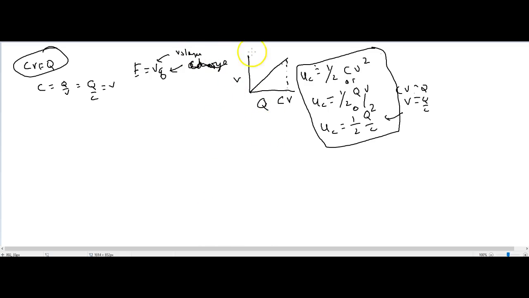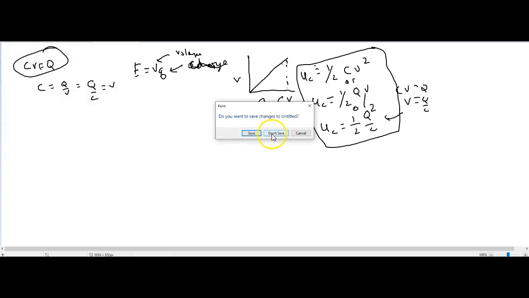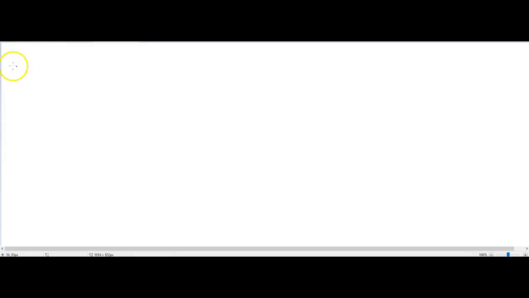All right, hopefully you're done pausing. I'm going to set up my screen while you're waiting. File new. Don't save. Okay, so the next one ready to go here. So it says here I have two capacitors. They're connected in parallel. What is the total capacitance?